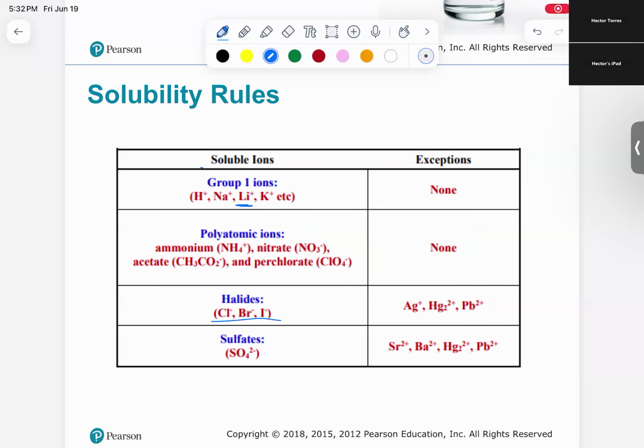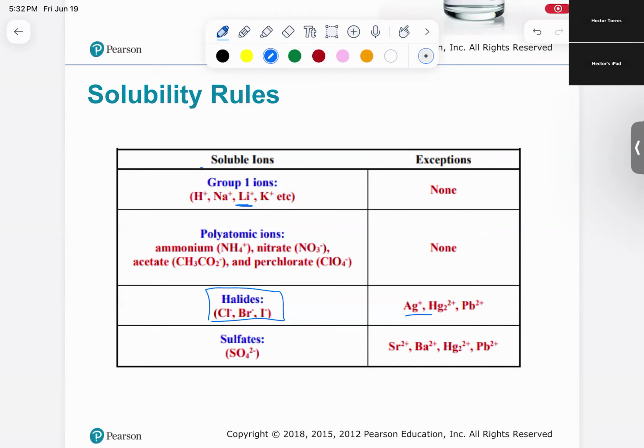Now, halides or halogens. Let's look at how they dissolve, or if they dissolve with other atoms. These three dissolve with almost everything. As we saw above, NaCl, soluble. We also saw LiBr, which is also soluble.